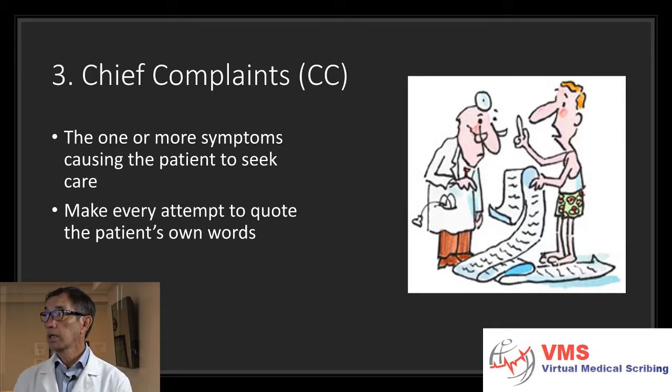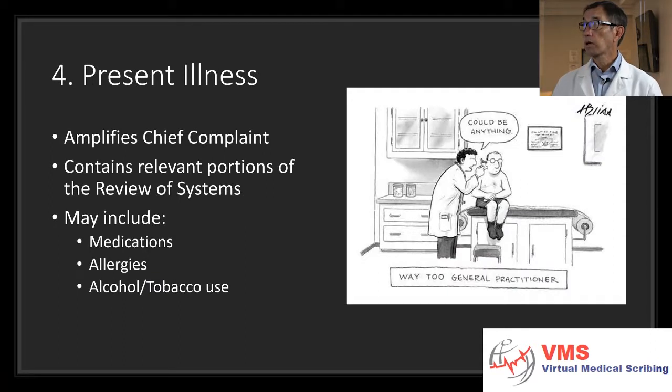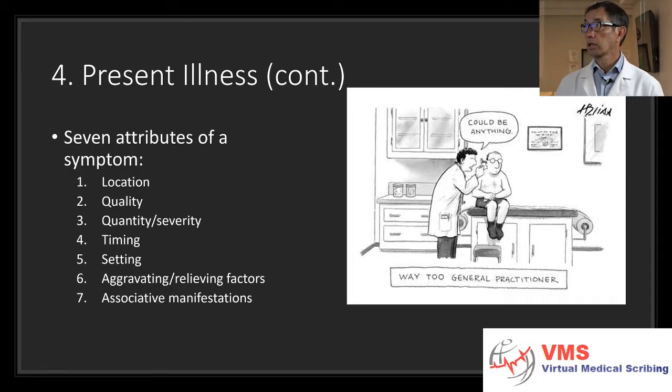The chief complaint is one or more symptoms that cause the patients to come see you, and every attempt should be made to make it in the patient's own words. And if they do that, make sure you put that in quotes. And then present illness. The thought is that this is expounding on the chief complaint, and we'll go through a lot of the different things as to why, in a chronologic manner, why they're here. And then we'll also include their medications, allergies, and then some of their habits, such as alcohol and tobacco use, drugs, and other things like that.